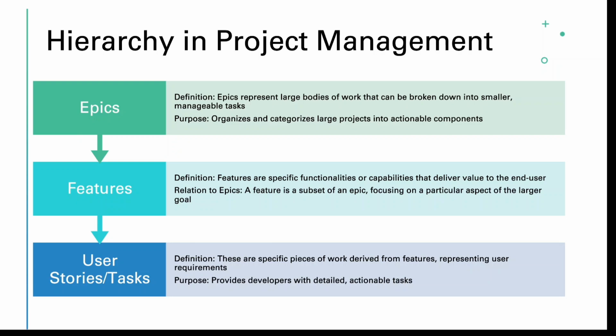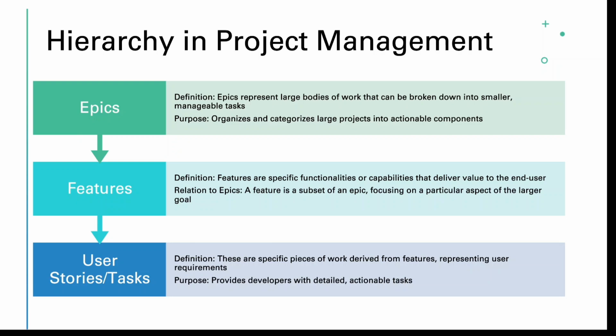We can also define the epic's time duration, such as a quarter, or sometimes a year. Another item is the feature. Here we need to create a module, the functionalities, and the capabilities that deliver value to the end user.